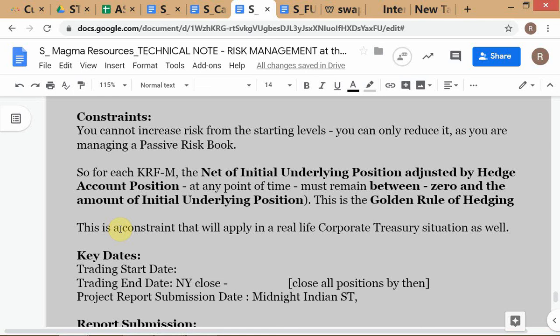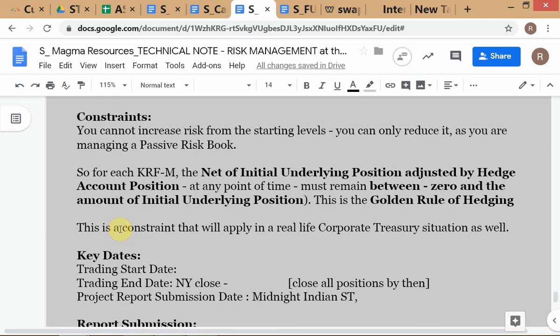What are the keywords here? I've even highlighted the keywords. Net position. Always look at the keywords. Net position, zero, initial, and the bounds. Net position has to stay within bounds. That's the idea. What are the bounds? Zero and initial underlying position. That's it. Now you can write it in any way you want.